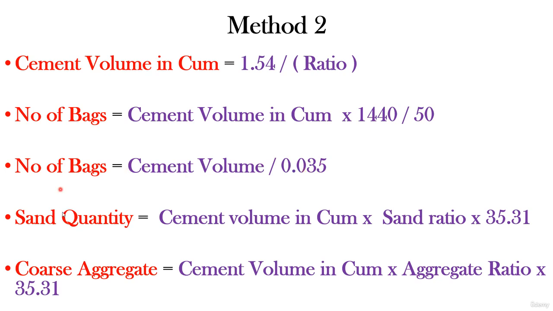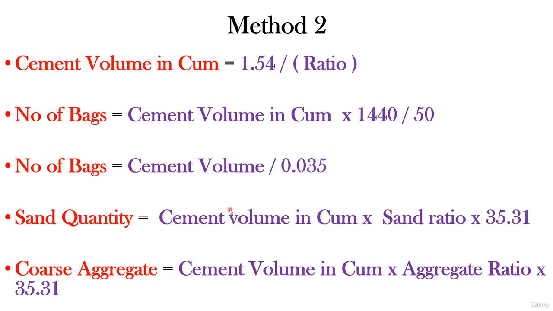Very simple. To find the sand quantity, whatever cement volume in cubic meter you have got, you multiply that by the sand ratio. Then you multiply this by 35.31, and you'll get the answer in cubic feet for sand. Similarly, for the coarse aggregate, whatever cement volume in cubic meter you get, you multiply this by the aggregate ratio, that is the last ratio, and then you multiply this by 35.31. Again, you are going to get the coarse aggregate in CFT.